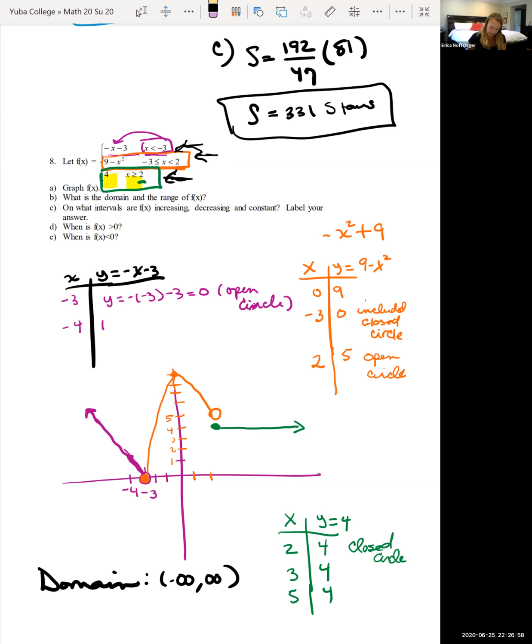Our range, I wouldn't know that range without graphing this. I'm looking at my y values that I'm hitting on the graph. Notice that the smallest y value on this graph is 0. And then I'm hitting all the y values up. This line here is going to extend to positive infinity as x goes to negative infinity. So I'm hitting all my y values starting at 0, including 0, to positive infinity.